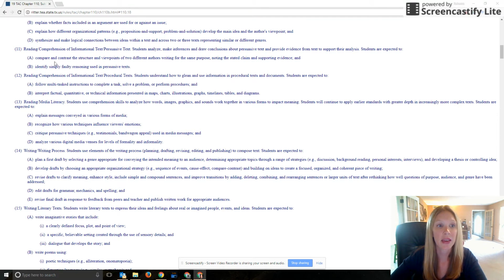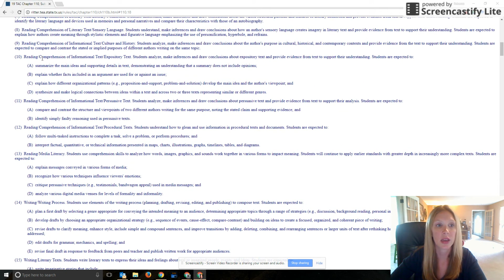Within that, you're going to pick a single TEK. For example, here under reading comprehension of informational text and expository text, students analyze, make inferences, draw conclusions. That's the broad overview. What I'm looking for is the sub-letter. Are you going to choose, for example, summarize the main ideas? Or are you going to choose explain whether facts included in an argument are used for and against an issue? So you're choosing one of those sub-letters. You're not choosing 10 and only 10. You would be choosing 10A, or 10B, or 10C.